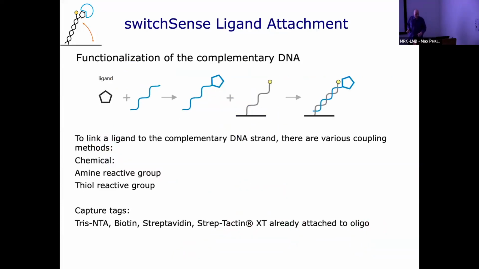Okay, so how do you get things onto switchSENSE? Well, if you've got a DNA substrate, whether DNA or DNA-RNA, you just need to make an oligo and then flow it across. If you've got a protein, then you need to attach the oligo onto the protein, and that strand is going to be complementary to the nanolevers on the surface. So you just flow them across. And for cross-linking, again, there's the normal amine or thiol chemistry, or alternatively there are different tags already attached to the oligo for doing these captures.